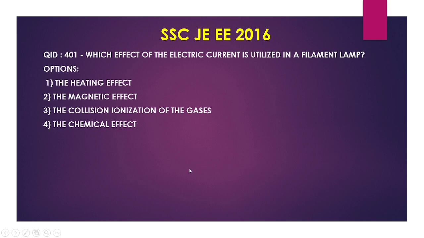First one: which effect of the electric current is utilized in a filament lamp? The question is which effect, that is, which concept. The options are the heating effect, the magnetic effect, the collision ionization of the gases, and the chemical effect. These are the four options. Just think and predict the answer.